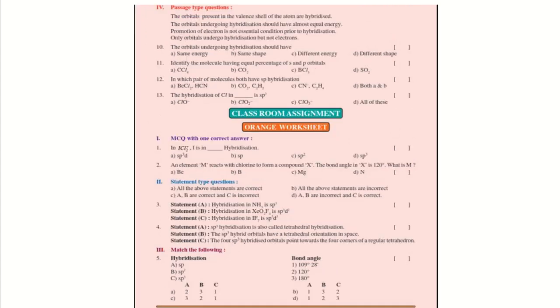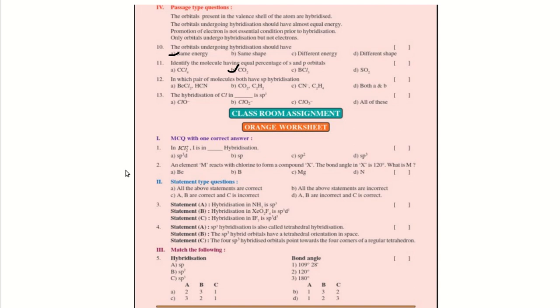Looking at the next slide, it shows the passage type questions. Just read the passage. I will start with the questions. Orbitals undergoing hybridization should have same energy. Okay, option is A. And identify the molecule having equal percentage of s and p orbitals, that is, it's linear, right? So it is CO2.